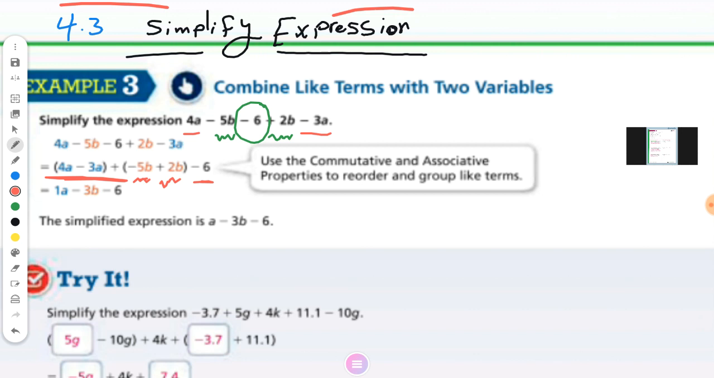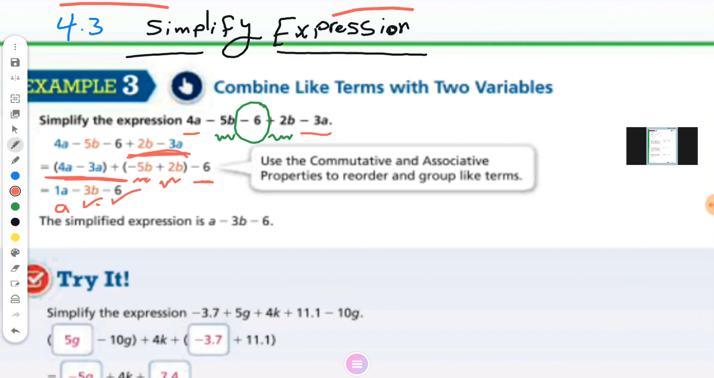So the first one is 4 minus 3 is 1, 1a. Actually, as you know, I don't have to write 1 here. I can write it as a, okay? a has the same meaning as 1a, but we don't write the 1 for the coefficient of any variable. Then for b, negative 5 plus 2, the signs are different, so subtract, negative 5 plus 2 is negative 3, so it's negative 3b. Yes, it's right. Then minus 6 at the end, and that's it. We solved the problem, okay? So the last answer, as you see, is a minus 3b minus 6.